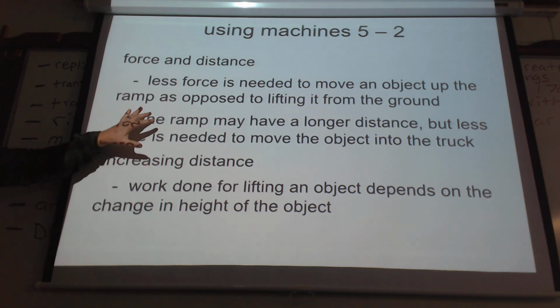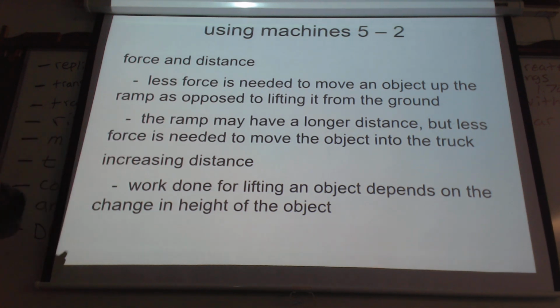But look at what we're saying here. The ramp may have a longer distance, but it's going to take a lot less force to move up that incline, probably half or less, just because you're going up an inclined plane, which makes the work easier. That's why you have them. And sometimes, I think we've said this before, many times you've heard that phrase, work smarter, not harder. Well, what happens if your snowblower quits working, but you still have to get snow off your driveway? Well, then you don't have a choice. Then you got to use your shovel.